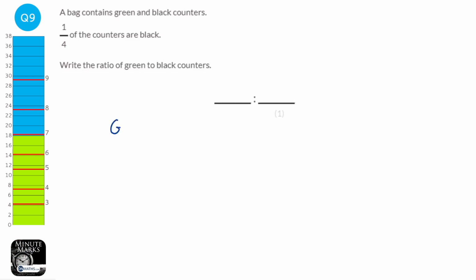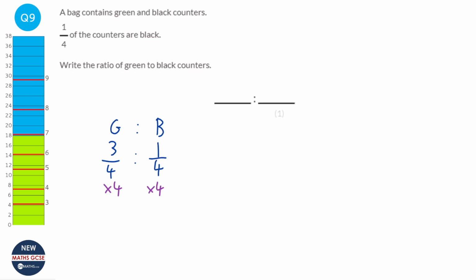So the first thing we're going to do is write this as a ratio between the fractions. So we're going to have green to black. Now it says that a quarter of the counters are black, and therefore the remaining counters will be green. So if a quarter are black, that leaves 3/4 to be green. And what we can do here, on both sides of the ratio, is just times it by 4.